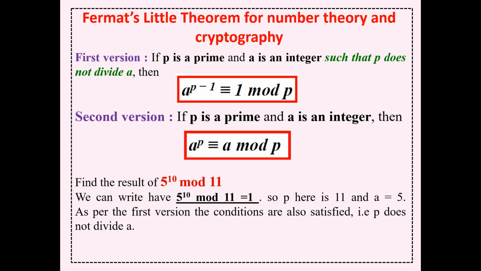Fermat's little theorem defines a particular formula: if P is prime and A is an integer, please make a note of this, and the added condition is that P does not divide A, then we can write the first form: A to the power P minus 1 is congruent to 1 mod P.